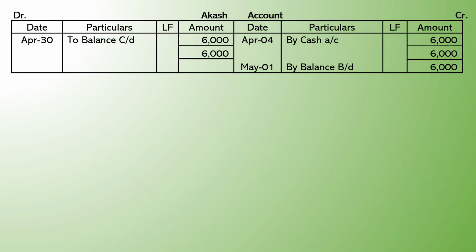For the transaction dated 4th April 2025, in the cash book, Aakash account appeared on the credit side. Hence, on the credit side of Aakash account, post the entry as by cash account for an amount of 6,000 rupees. As there is no other entry to post, total the credit side and write the difference on the debit side as balance carried down on the last date of the month, by which the total on both sides of the ledger will be equal. Thereafter, on the next date, carry down the balance with the amount to be brought down on the credit side.